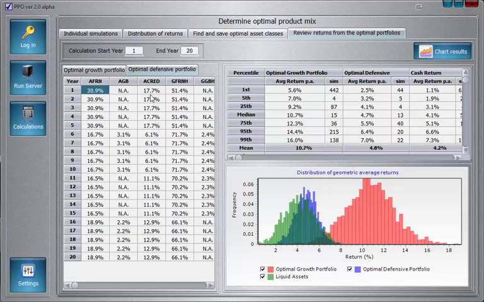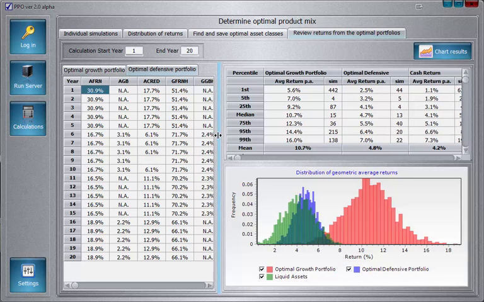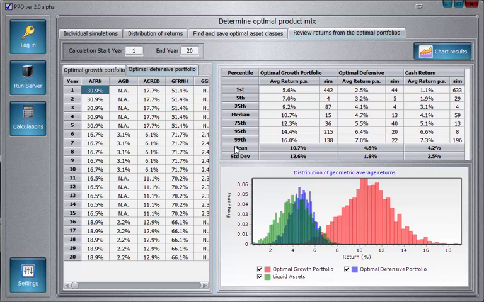The reason for the high allocation to floating rate notes is that these instruments tend to have low duration and hence aren't overly impacted by rising interest rates. The table to the right shows the average returns and standard deviations for the optimal growth and defensive portfolios as well as for cash. Note that the optimal growth portfolio has a higher return and volatility of returns, or standard deviation of returns, than the optimal defensive portfolio.